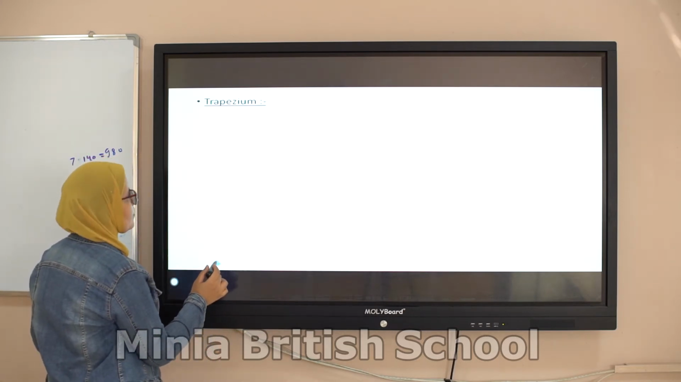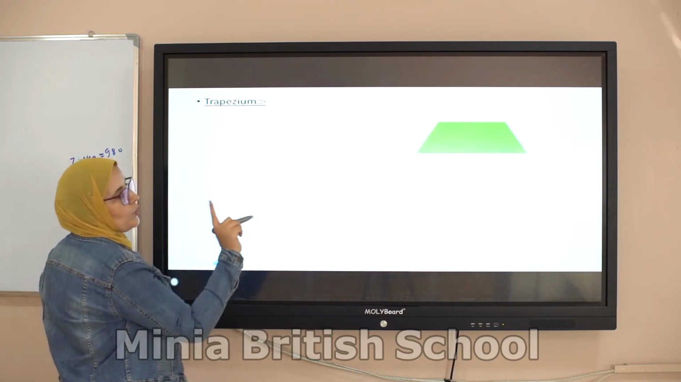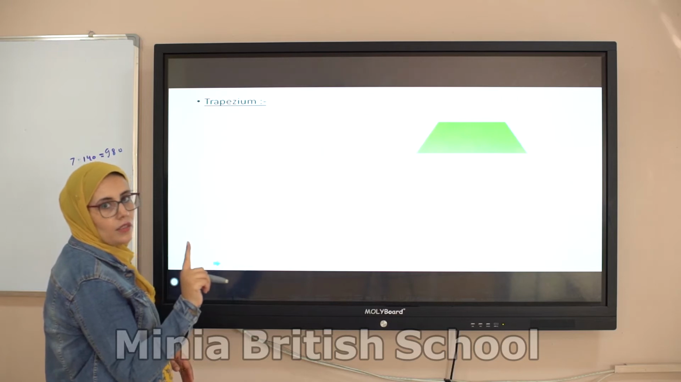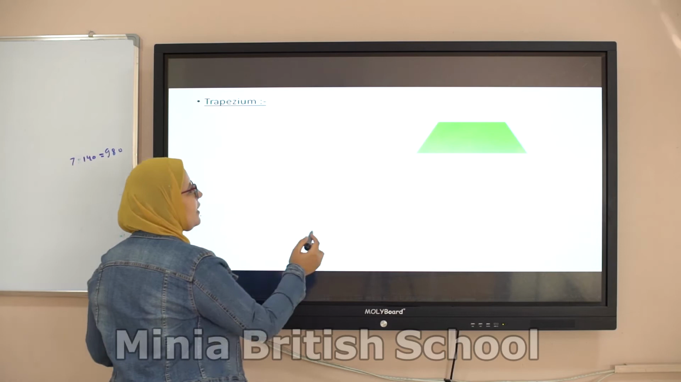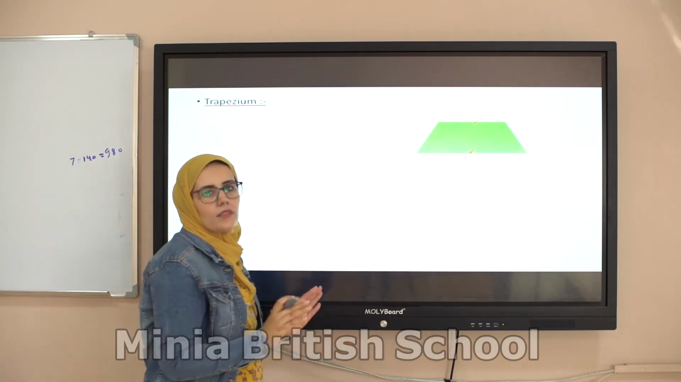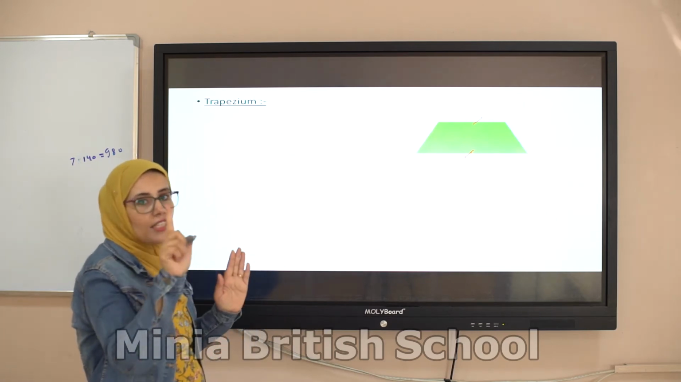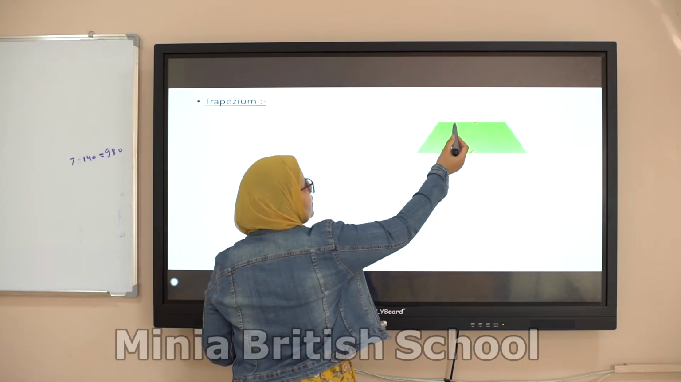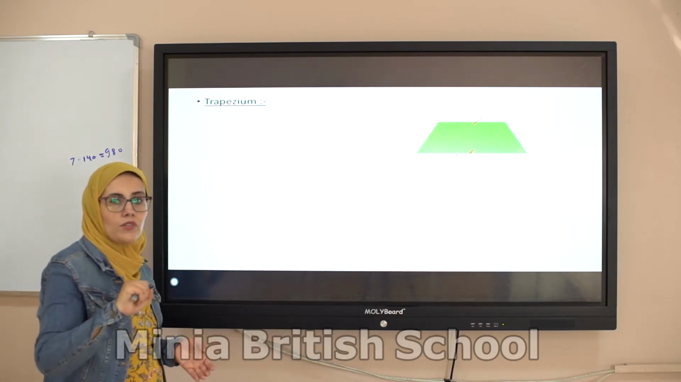It's the trapezium. Here we have a trapezium. In this trapezium, you have to know only one thing. We have only two sides that are parallel, and not equal in length. This side is not equal to this side in length. That's it. This is the only information about the trapezium.